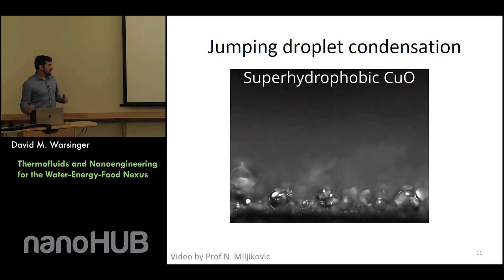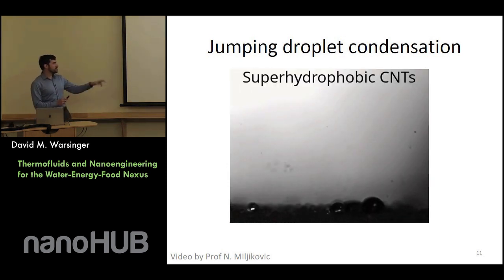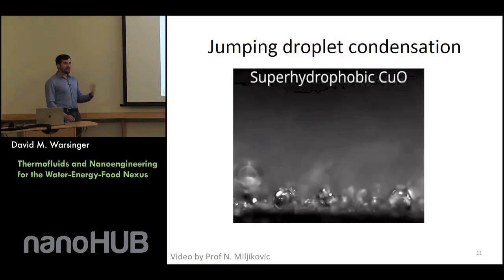So they merge together and then they jump off the surface. And if you zoom out, you can see them hopping all over the place. You can imagine your mass transfer coefficients are pretty good here. So why are they hopping?